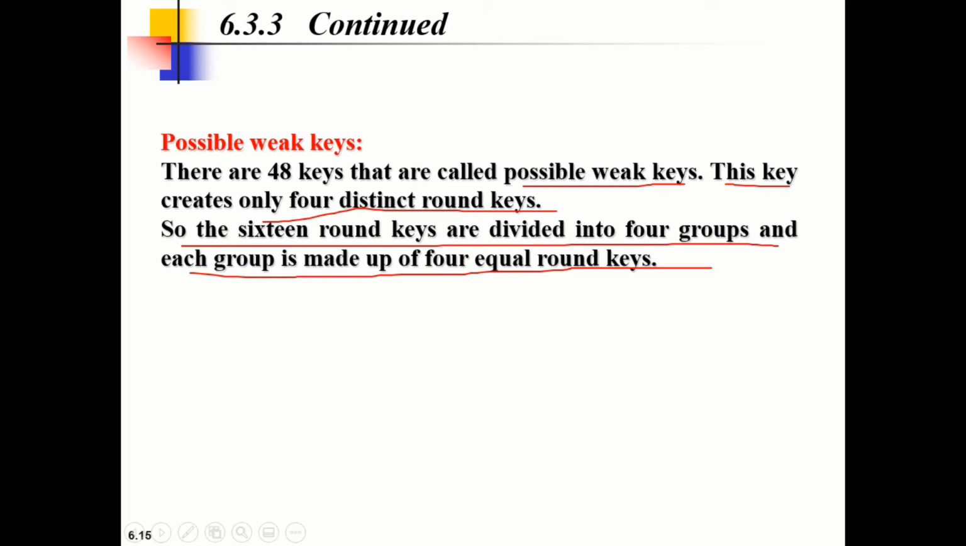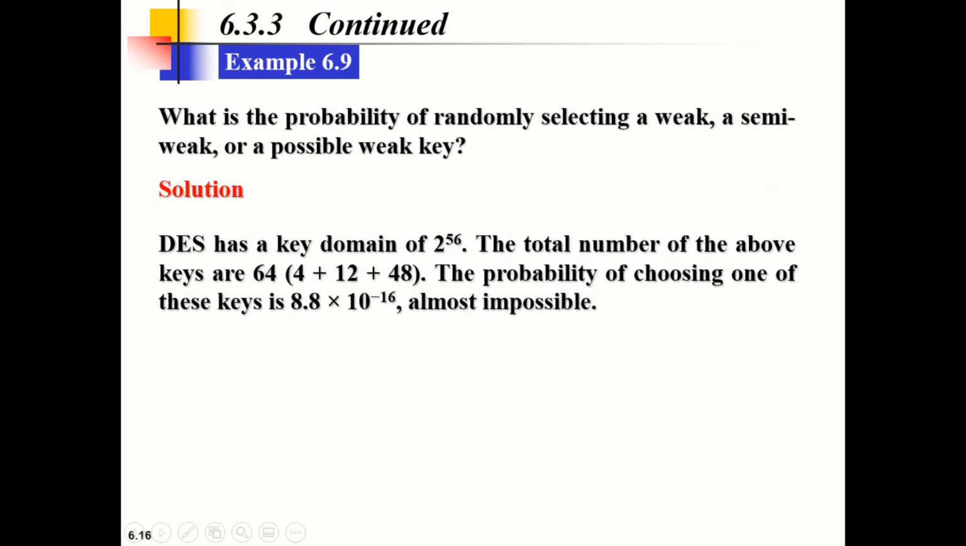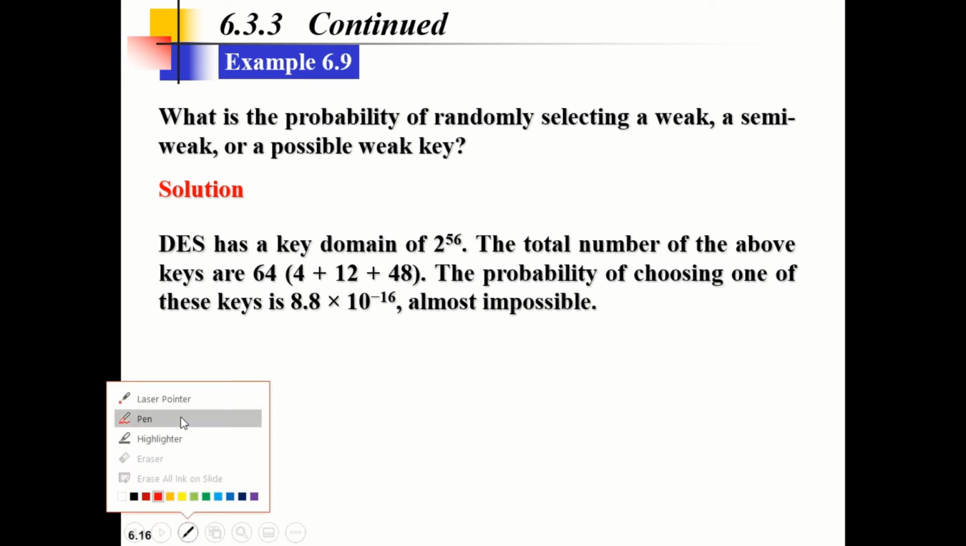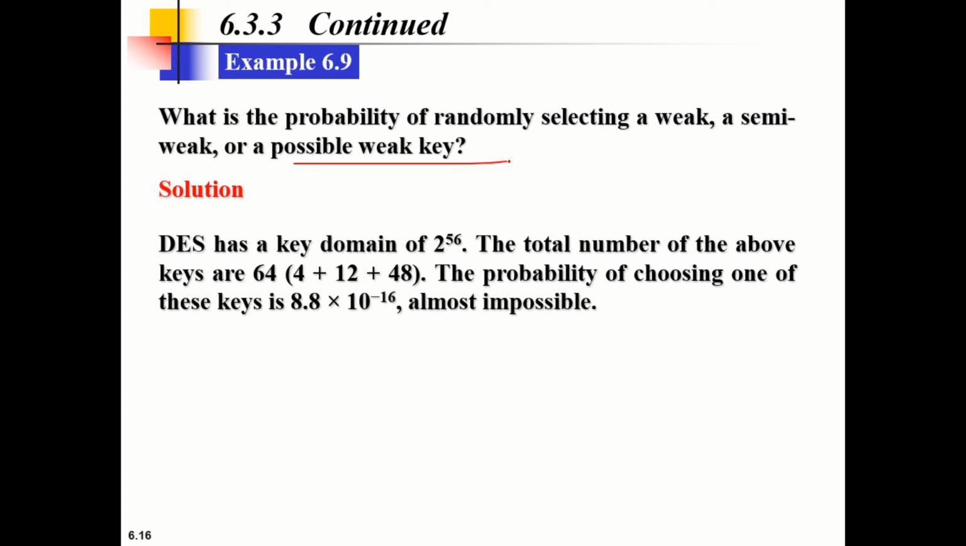So these are the kinds of keys we can have while dealing with DES. But the possibility of choosing any key from the weak, semi-weak and possible weak keys is very small, right? So we can see from this example what the probability is of randomly selecting a weak, semi-weak or possible weak key.